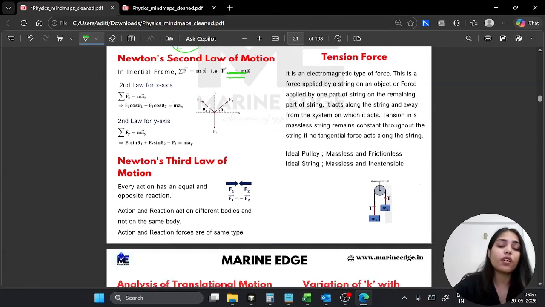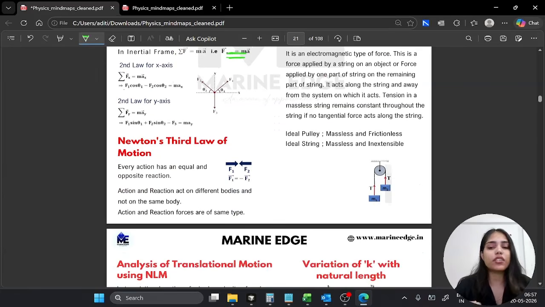Next, we have Newton's third law of motion. That is the most common law you'll be hearing. Every action has an equal and opposite reaction. An action and reaction act on different bodies. So if this is the object and this is a wall, and you're trying to push it with some 10 newtons of force, this is the action force that you're applying on the wall. The wall will be exerting a reaction force on you, which is also of equal amount.